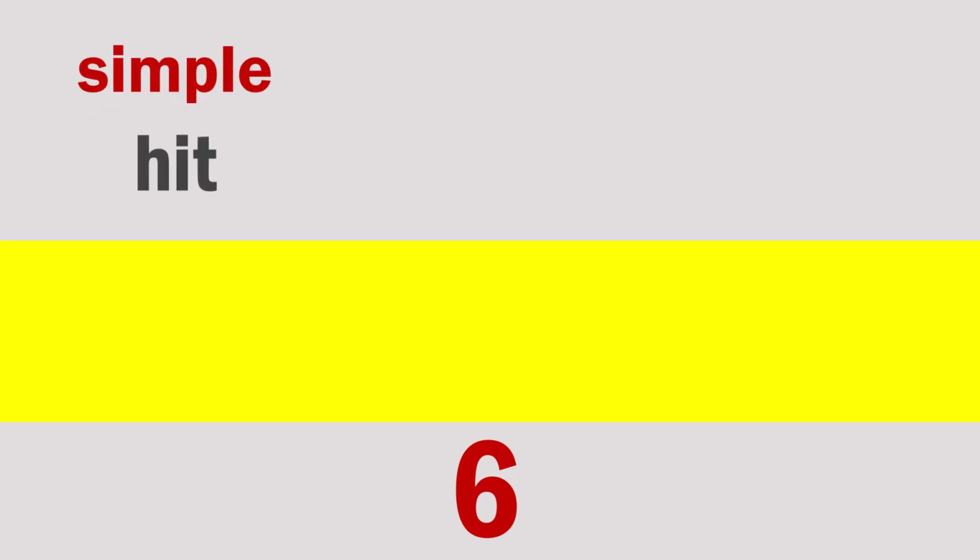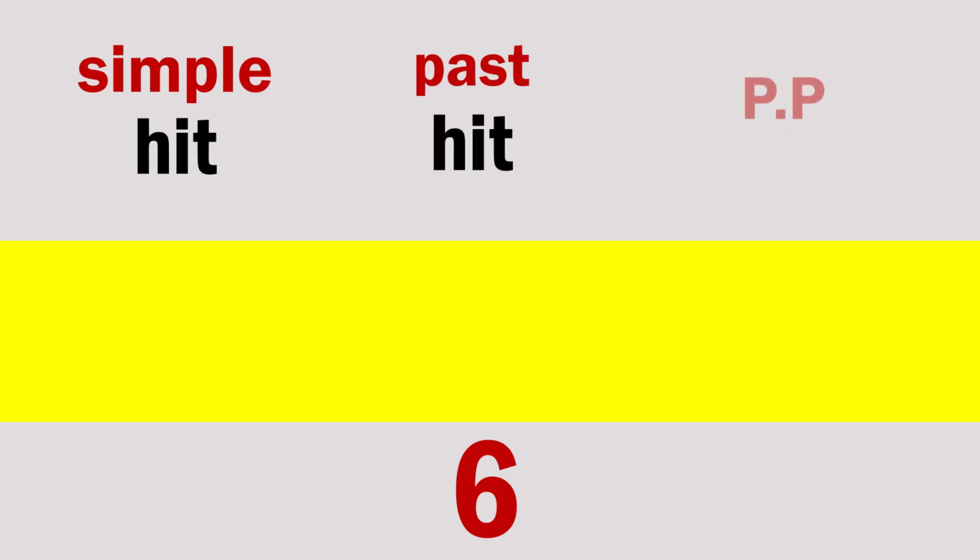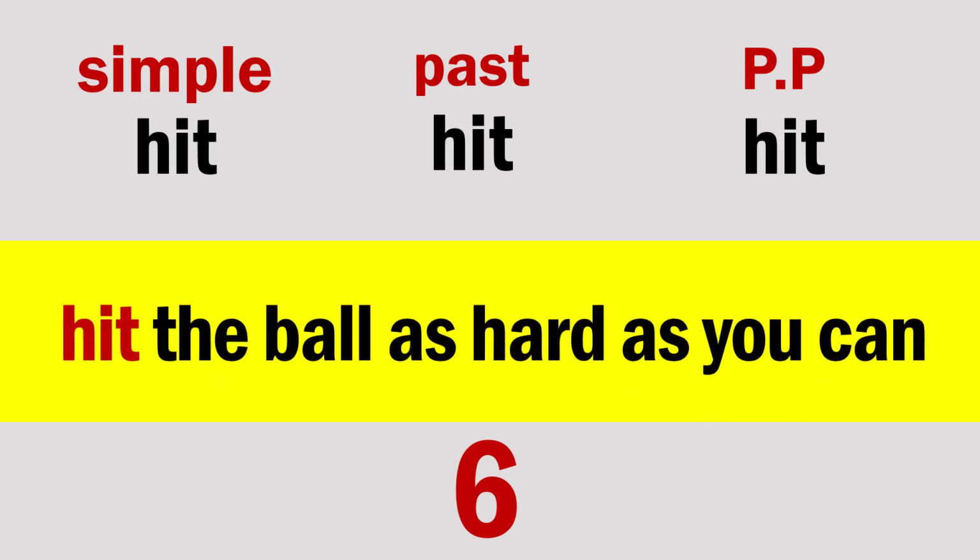The next verb is hit. The past form is hit and the next is hit. What is the example? Hit the ball as hard as you can.